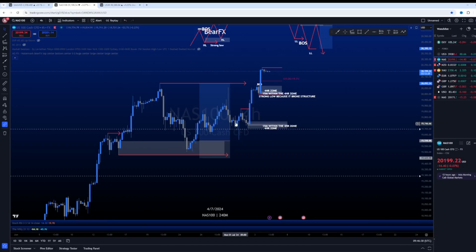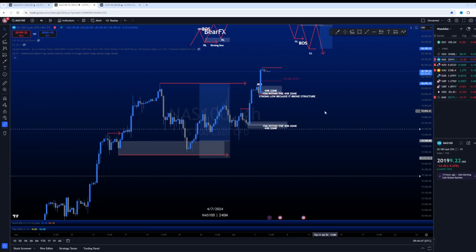Same here, price pulled down, okay, pushed up, gave a break of structure, which is why we've got this zone highlighted as well. So this will be, again, a strong zone because it's given a massive push and price has broken structure.